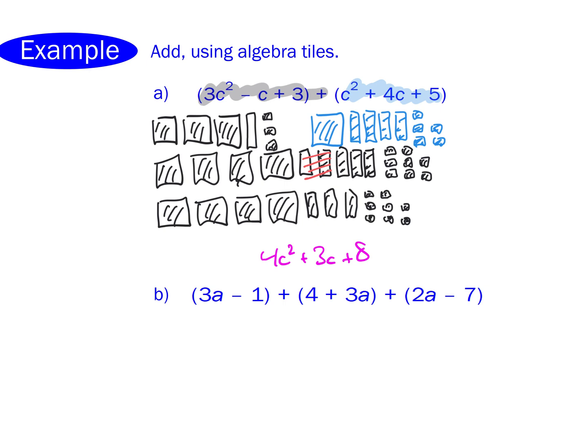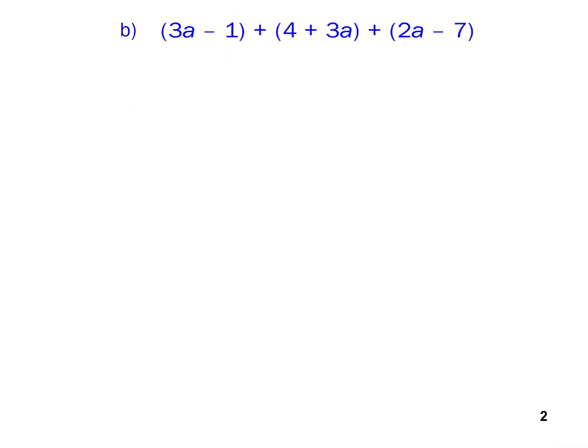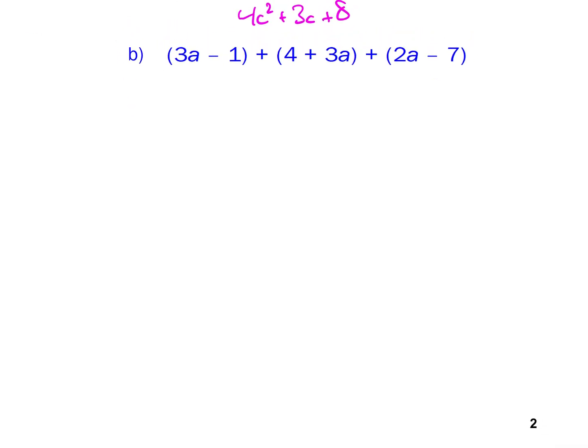All right, next one. Next one's a little unique because it doesn't give us 2. It actually gives us 3 polynomials. So we've got 3a minus 1. We've got 4 plus 3a. And we've got 2a minus 7. So let's start with 3a minus 1. How do we draw it? 3 shaded rectangles and 1 unshaded unit. Beautiful. That's how we draw 3a minus 1.